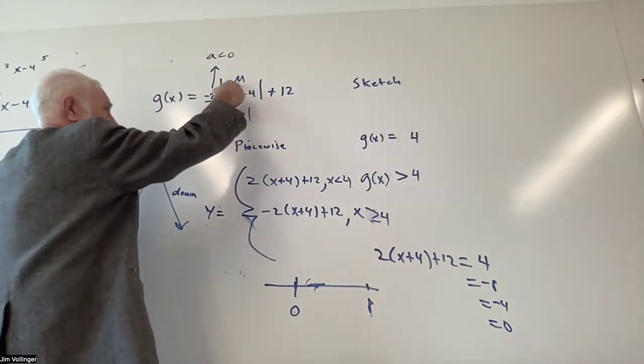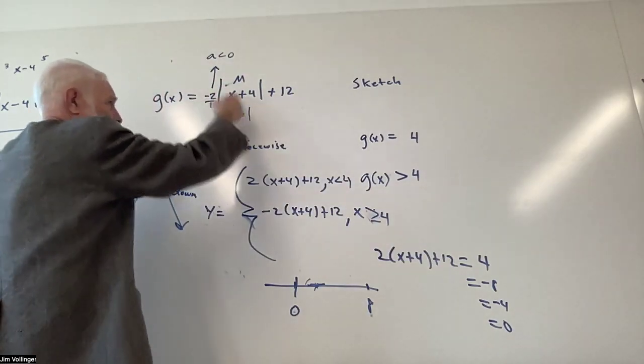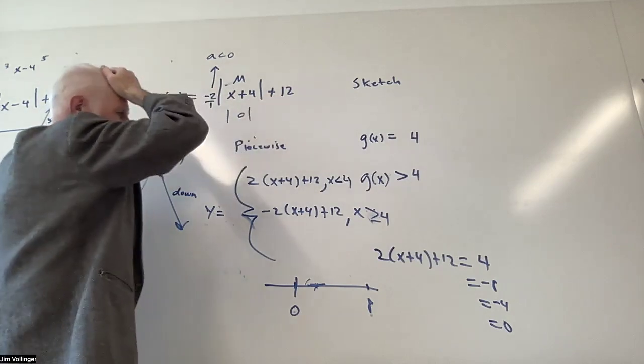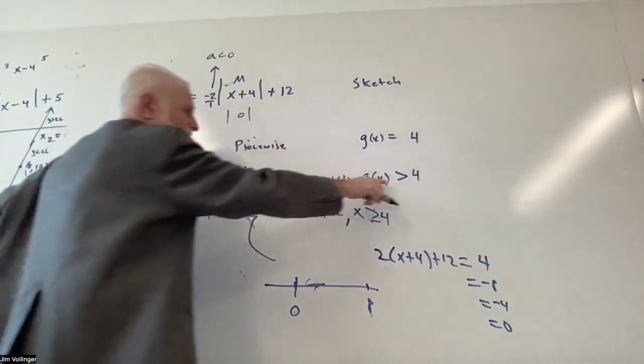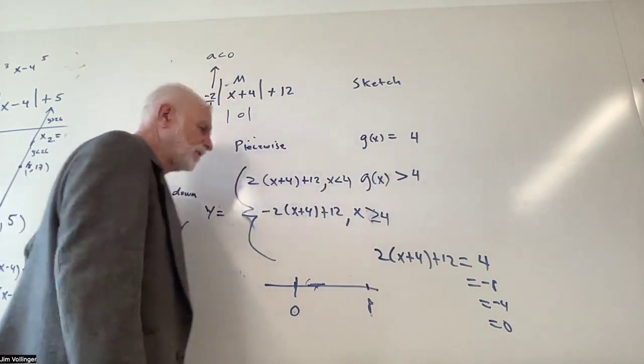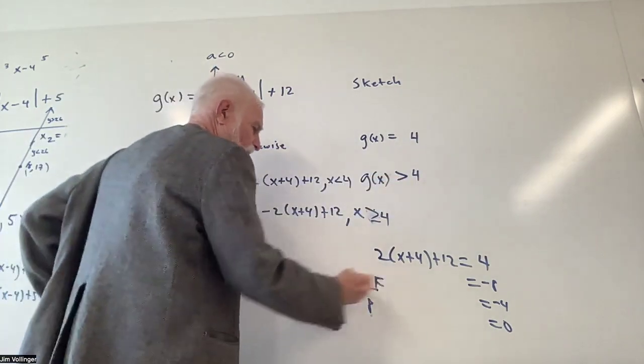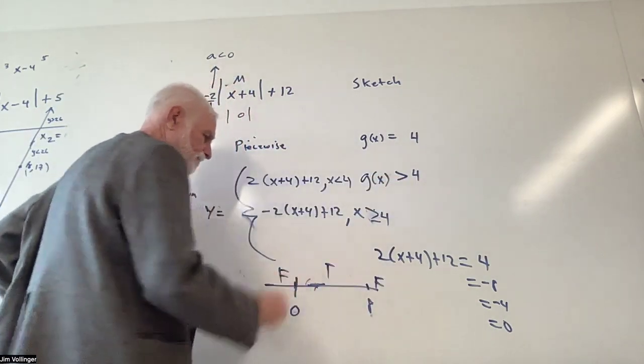So the absolute value of a million is a million times -2, minus 2 million plus 12. Minus 2 million plus 12. Is that bigger than 4? Minus 2 million? I don't think so. So you get false, true, false.